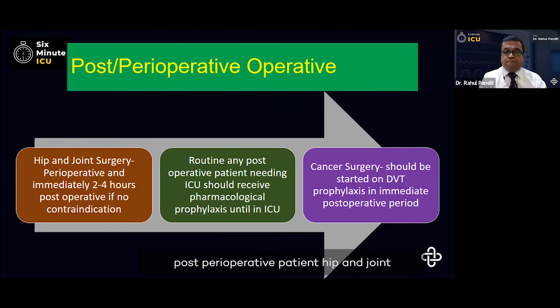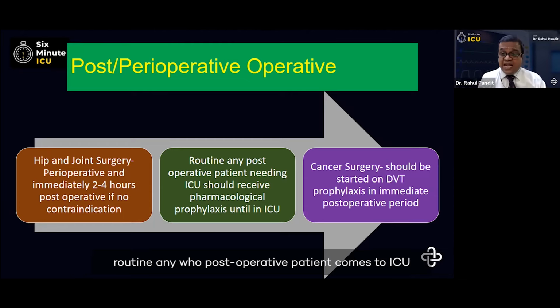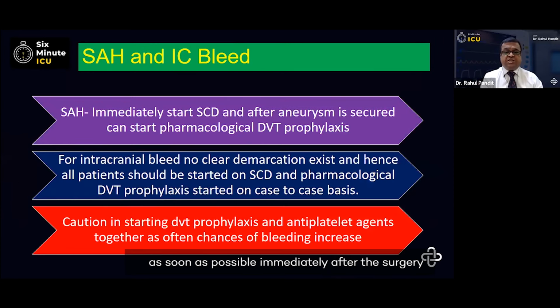Postoperative patient, hip and joint, perioperatively also you need to give, and at least 2 to 4 hours postoperatively, you need to start them on some form of pharmacological prophylaxis if there is no contraindication. Routinely, any postoperative patient who comes to ICU should receive pharmacological prophylaxis for DVT until they are in the intensive care unit. And cancer surgery, you should start the prophylaxis as soon as possible, immediately after the surgery.